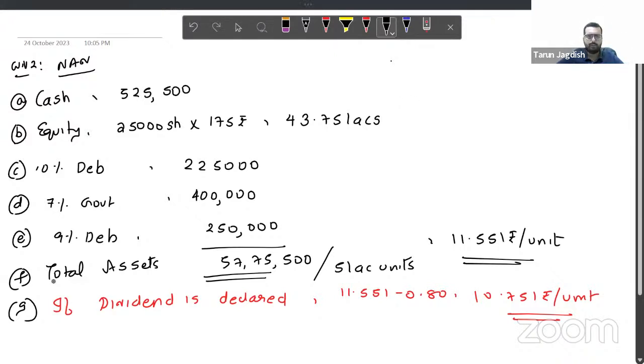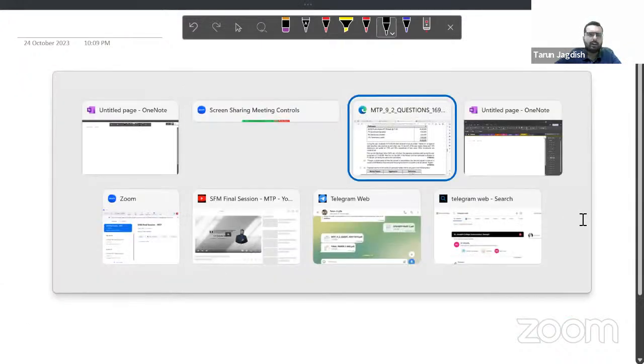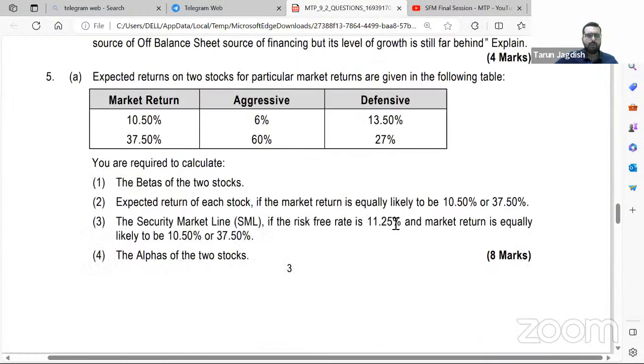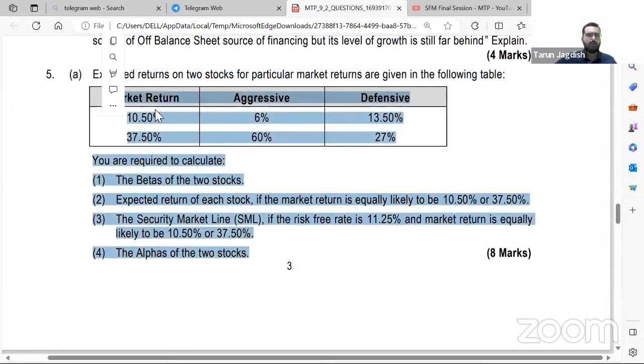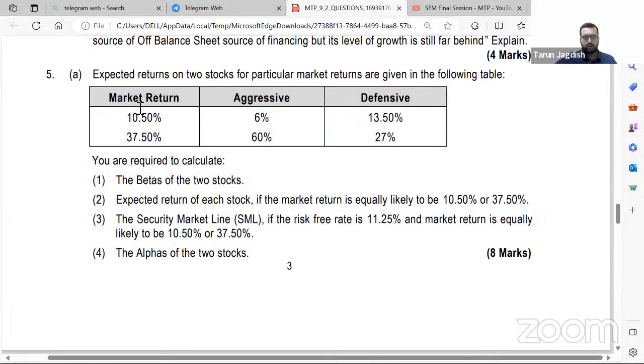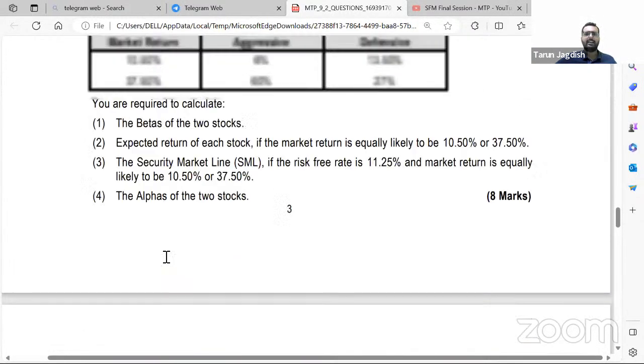So I believe you're all done with this. Perfect. Can I go to the next question now? So we are done with 4B also. 5A. Friends, this is again exactly the same question that I have done in my regular class and all my marathon sessions. Do you remember? 10.5 is given, 31.5 is given, aggressive, defensive. And then they're asking you to find out the beta of two securities, expected return, security market line, and alpha.